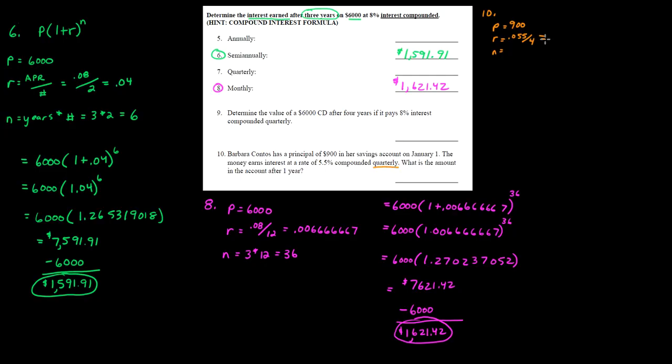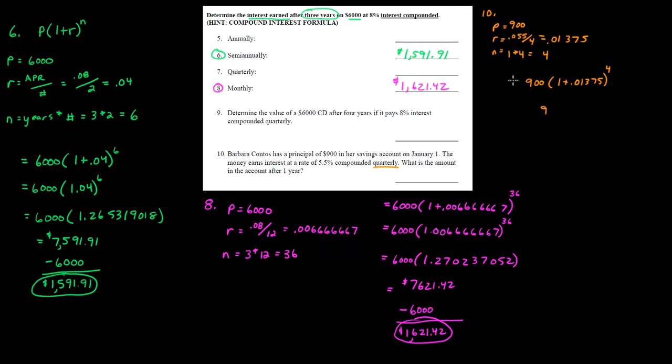All right. And so when I throw that into my calculator, I get 0.01375. And then for N, it's going to be years. In this particular case, it's a 1-year loan times the number of times it compounds per year, which is 4. And so I'm going to get 4. I'll plug this into my formula, 900 times (1 plus 0.01375) to the 4th power.